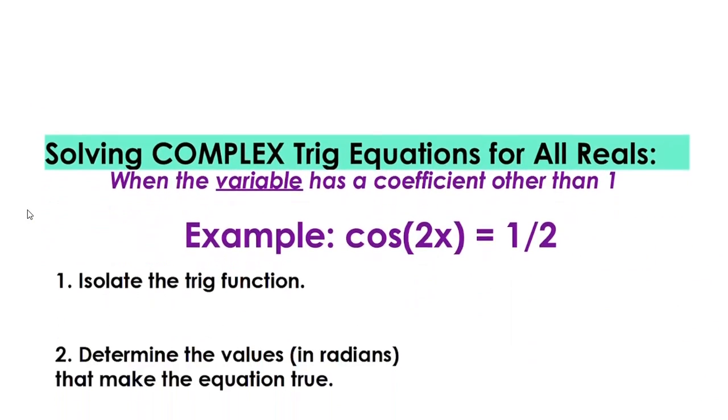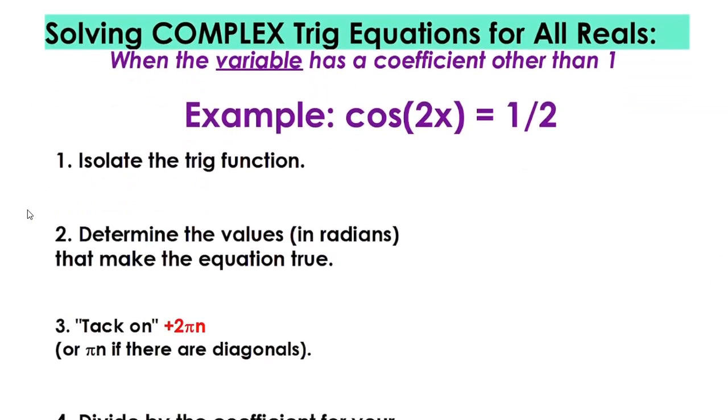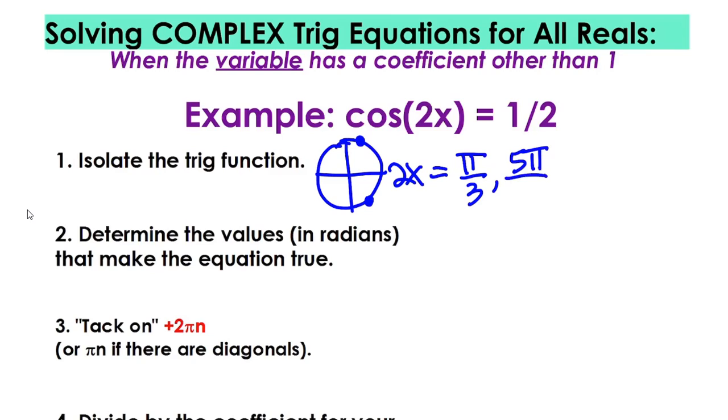Okay, now we will do it for all real numbers, which actually is a lot quicker. You think, oh, that's more complicated, but it's actually a lot faster. So it's already isolated. Where does cosine equal 1/2? It's right there and right there. So 2x equals pi over 3 and 5 pi over 3.